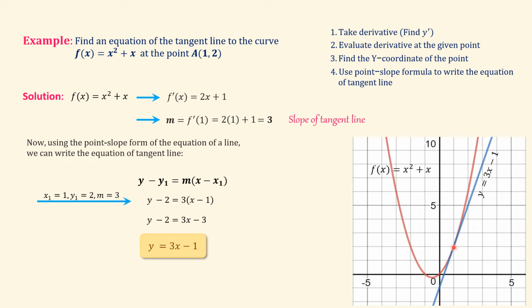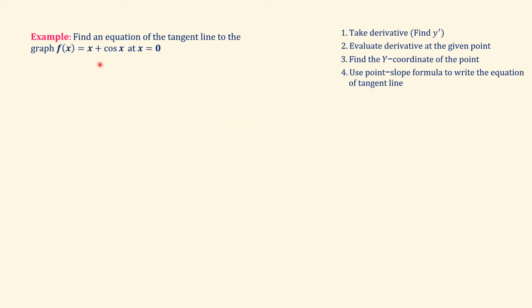Let's try another example. We are asked to find the equation of the tangent line to the graph of f of x equals x plus cosine x at the point x equals 0. The first step for finding the equation of tangent line is to take derivative of the given function. We have to find derivative of x plus cosine x. Derivative of x is 1 and derivative of cosine of x is negative sine of x. So derivative of x plus cosine x is 1 minus sine x.